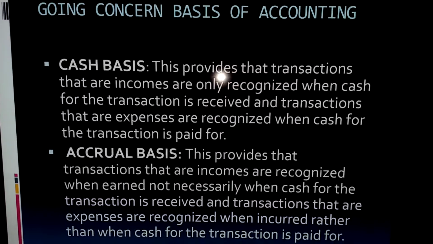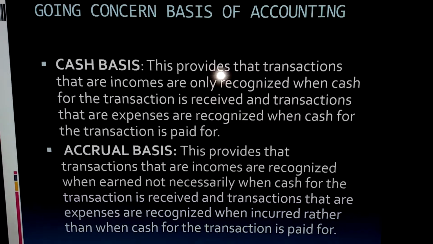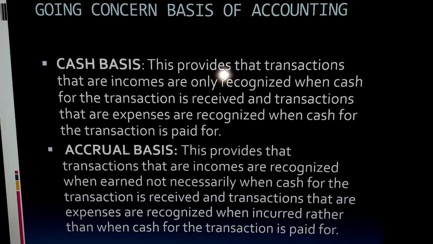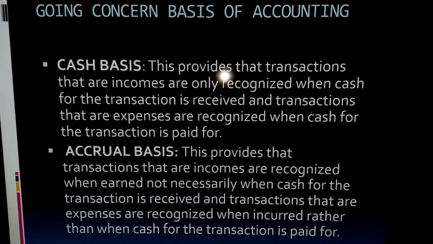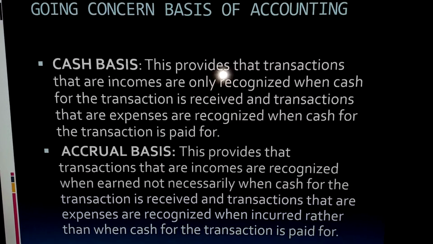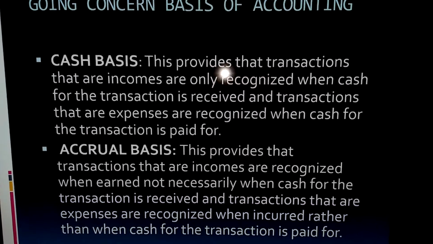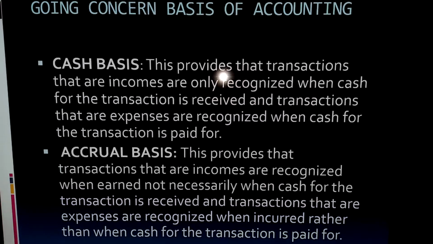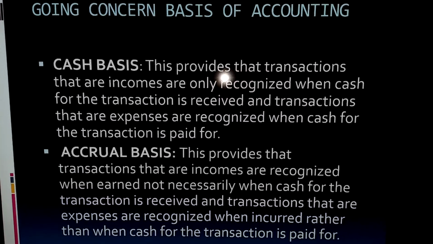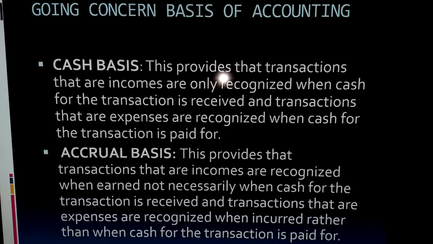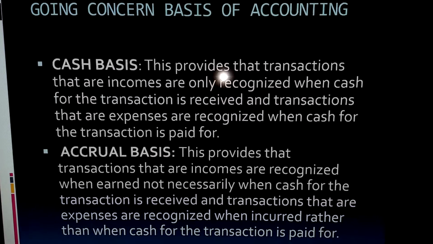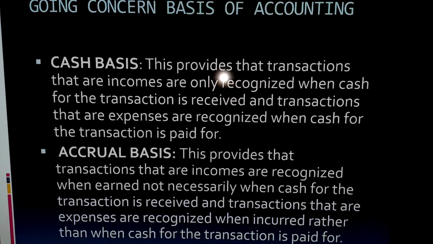So we have the cash basis. What is the cash basis saying? It is saying that you only say you have made an income when you have received the cash, and you only say you have incurred an expense when you have paid for the expense. If you have not received the cash, you don't say that you have earned an income. If you have not paid the cash, you don't say that you have incurred an expense. That's what we mean by cash basis.